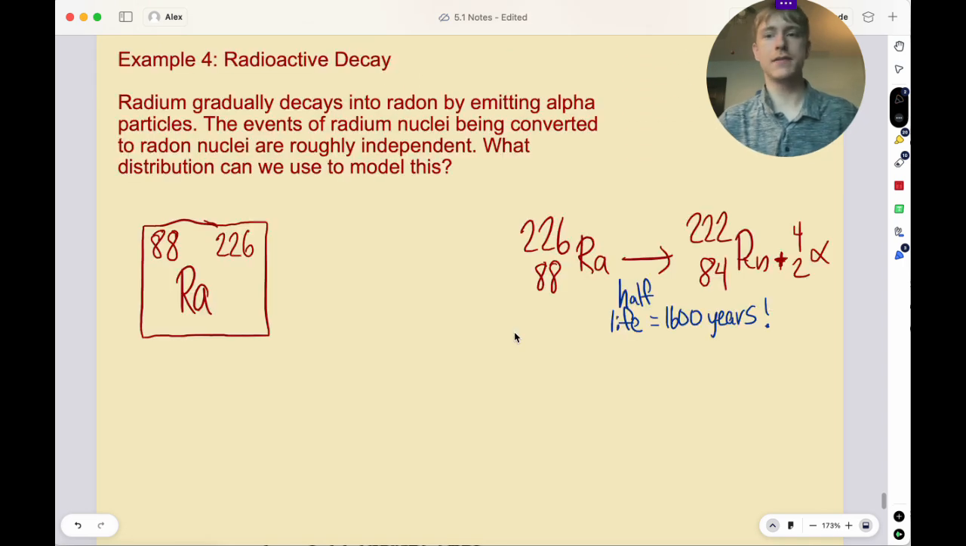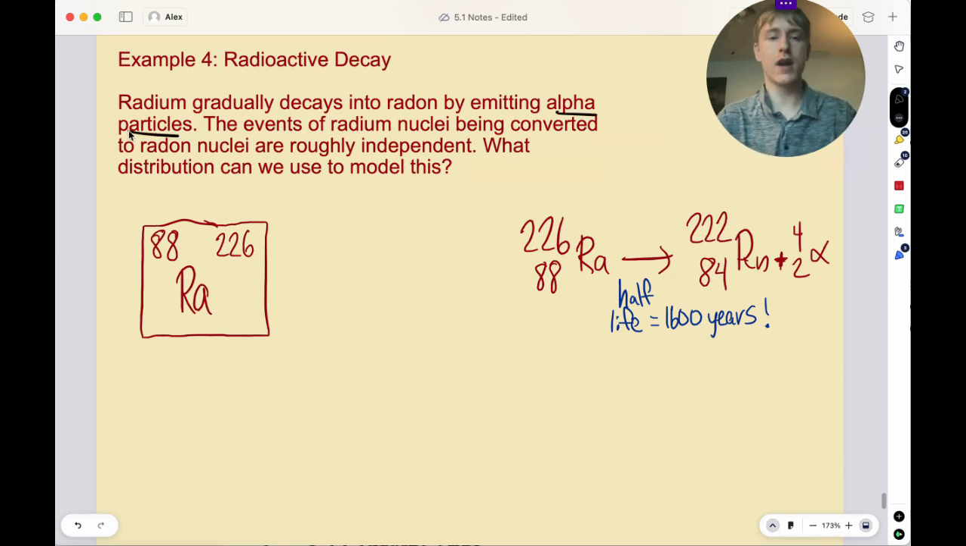All right, so the last example that we're going to talk about is radioactive decay. There are processes in nature where nuclei just kind of randomly turn into other nuclei and release a kind of energy, which is radioactive decay. And radium is an example of an element that does that. Certain kinds of radium decay into radon by emitting what are called alpha particles.